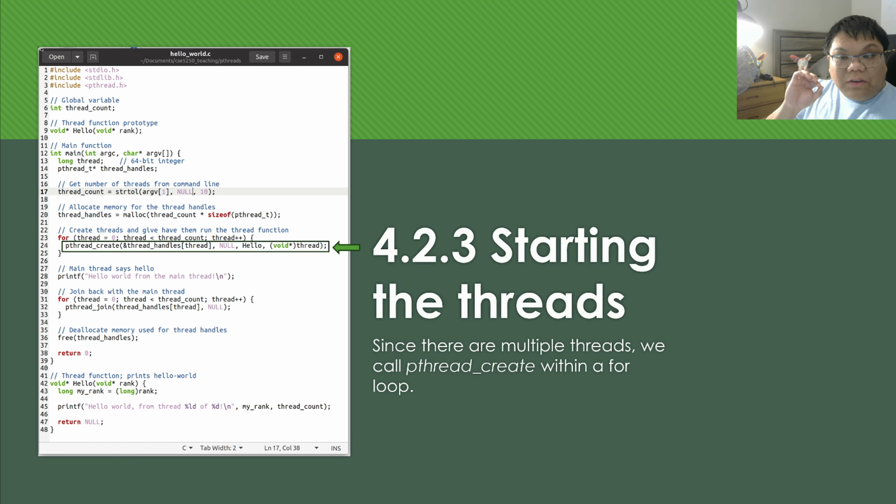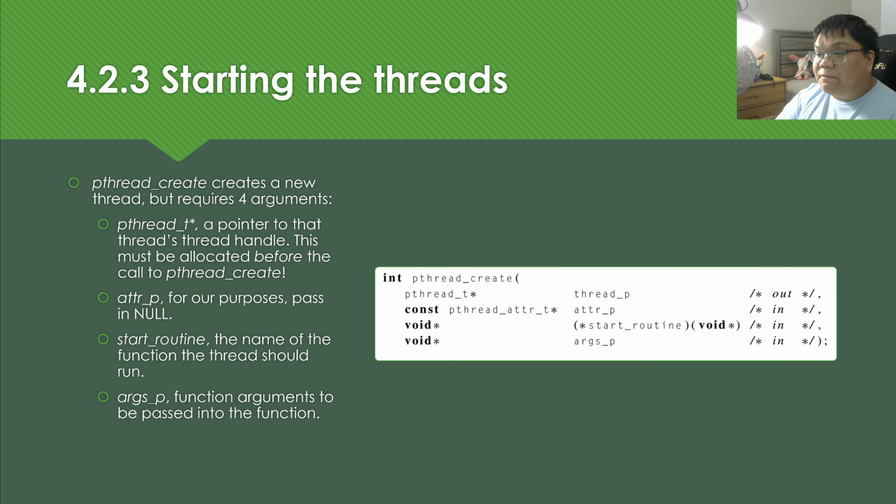pthread_create is the function you use to create a new thread. Because we have multiple threads, we're just going to use pthread_create within a for loop to create our threads. This is a function that takes in 4 arguments. The first one is a pointer to your thread handle, which we have to allocate ahead of time because, again, we're allocating an entire dynamically allocated array worth of thread handles. The second argument, just pass in null for that.